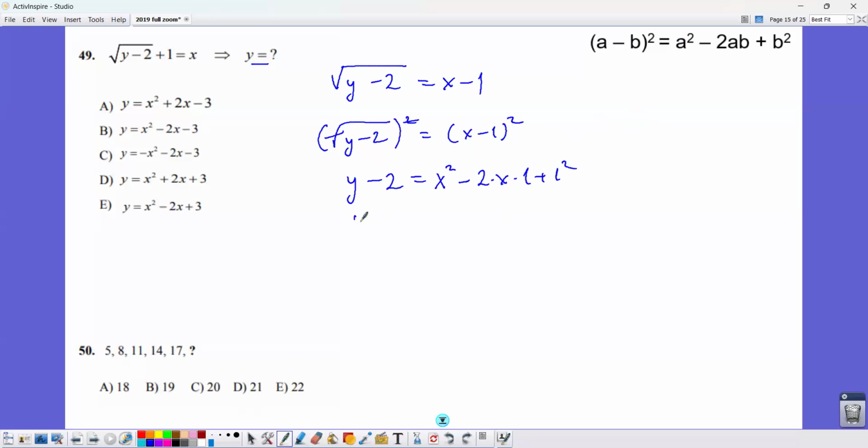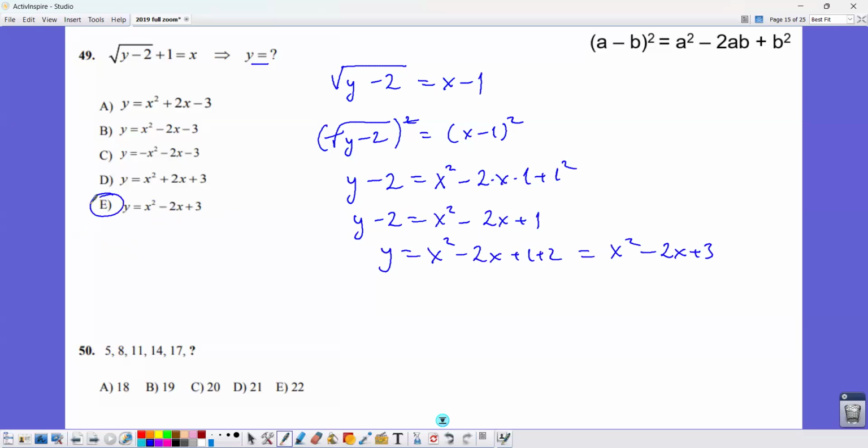So here what we'll have now: y minus 2 is equal to x squared minus 2x plus 1. We are looking only for y to be alone, so I will take minus 2 to the other side. So y is equal to x squared minus 2x plus 1 plus 2, which will be x squared minus 2x plus 3. So this one is the answer.